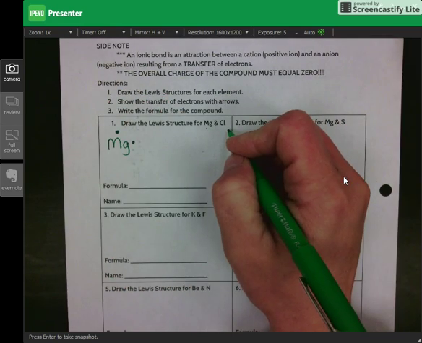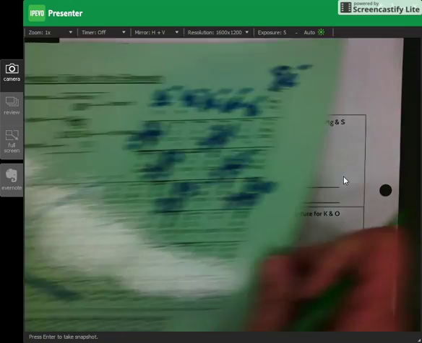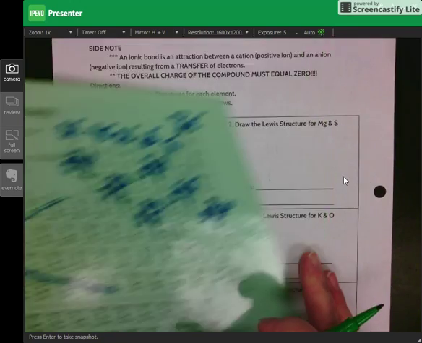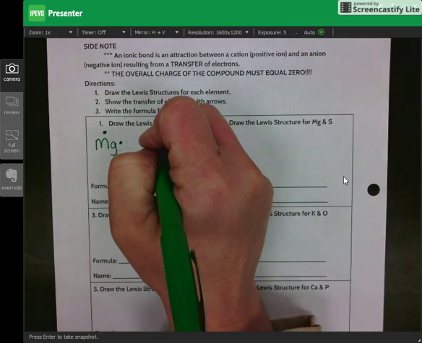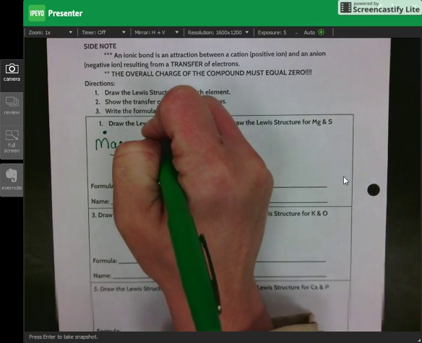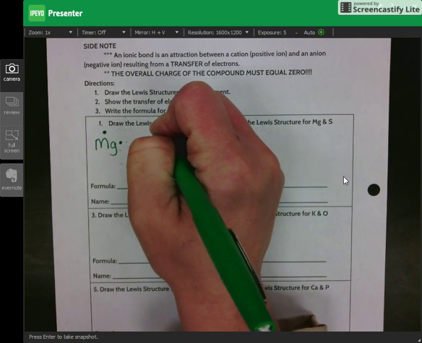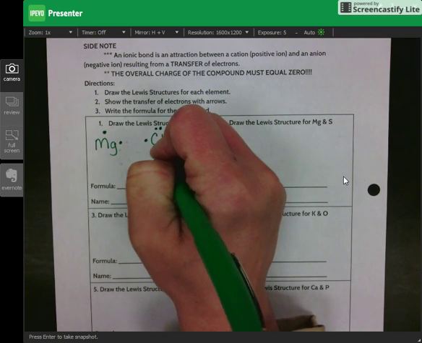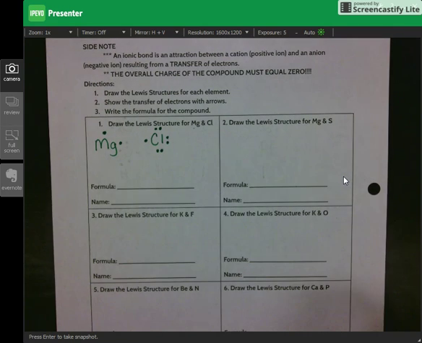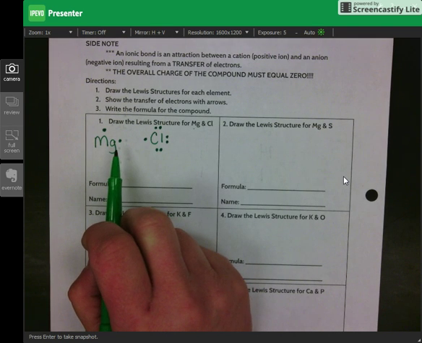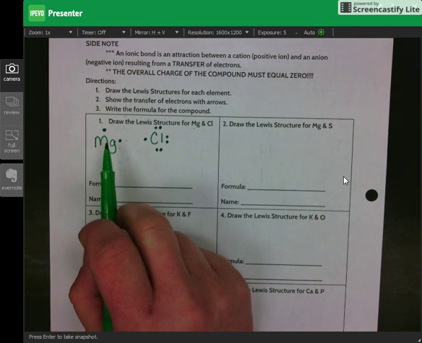Then I'm going to look at chlorine. It is in group 17 here, which means it has 7 valence electrons. So I'm going to draw chlorine, 1, 2, 3, 4. Now I pair them up, 5, 6, 7. So the whole point of this, in order for them to be happy, is to have 8 valence electrons around it. So remember, we sort of talked earlier about gaining and losing.